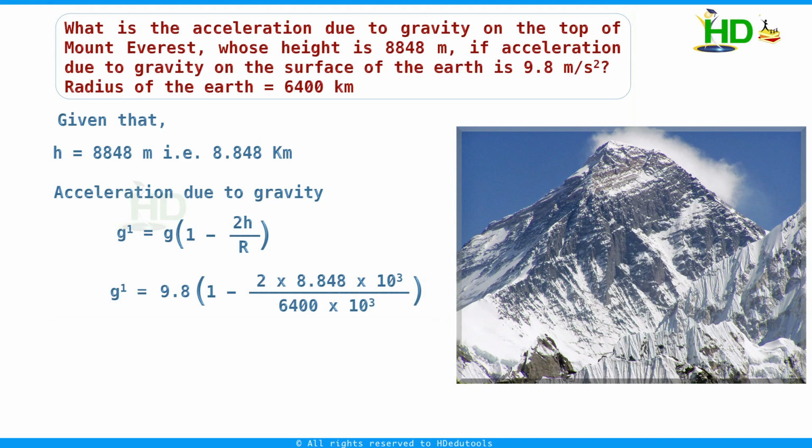Now g prime equal to 9.8 into (1 minus 2 into 8.848 into 10 power 3 divided by 6,400 into 10 power 3). Converting kilometer into meter, 1 kilometer is 10 power 3 meters. Now from this g prime equal to 9.8 into (1 minus 0.0028), this is equal to 9.8 into 0.9972. We get g prime equal to 9.77 meter per second square. This is the value of acceleration due to gravity on Mount Everest.